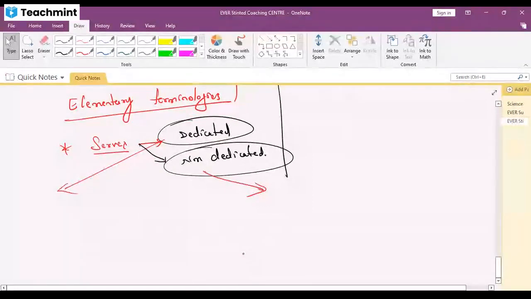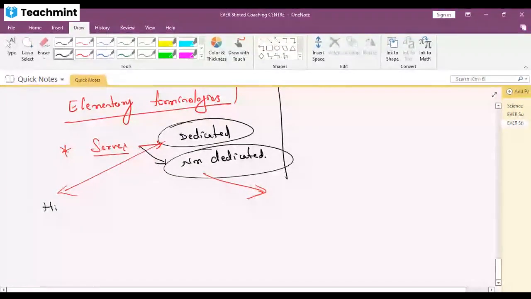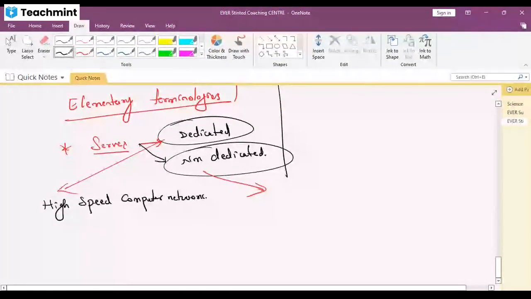See here, in a dedicated server, what happens? Very simple. It is a high-speed computer in the network, and it is reserved for a particular purpose. It is reserved for serving a particular need of the network. For some purpose we use these dedicated servers, only for certain purposes. Whenever you need something, only for that purpose we use it.